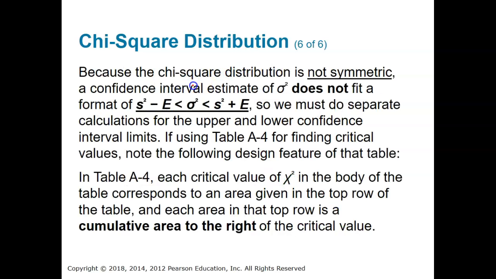Okay, because the chi-square distribution is not symmetric, we're not able to build our confidence interval in the normal way. On all the others, we would take our best point estimate and we would add and subtract the margin of error. We don't have a margin of error because we don't have symmetry in this particular distribution. Therefore, we can't build it in this way. So what we're going to do is we're going to have to use this table A4 to find our critical values and then develop our confidence interval from that.